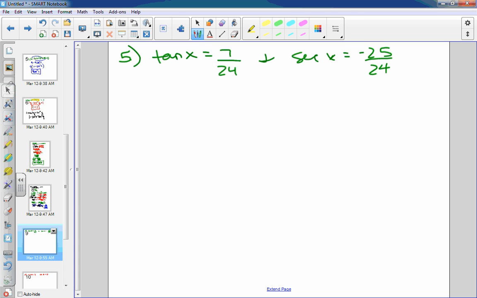Okay, I'm going backwards, this is what they give you. This is section 5.1, the very beginning. This was the easy part where I said, give me the 6 trig functions. The tangent of x is equal to 7 over 24, and the secant of x is equal to negative 24 over 25, or negative 25 over 24, sorry. I want all 6 trig functions, given that information.